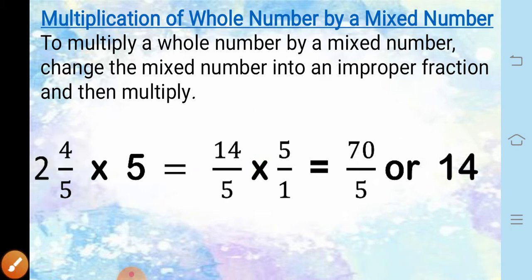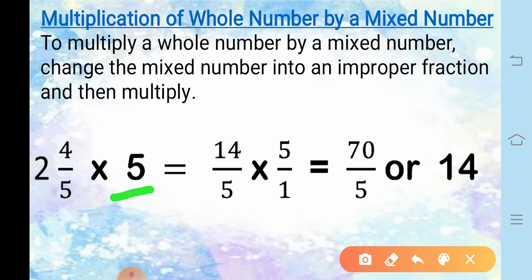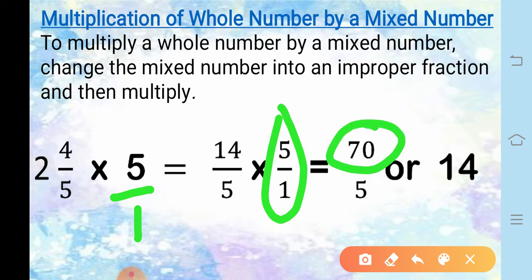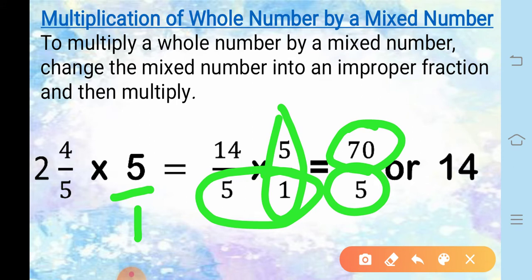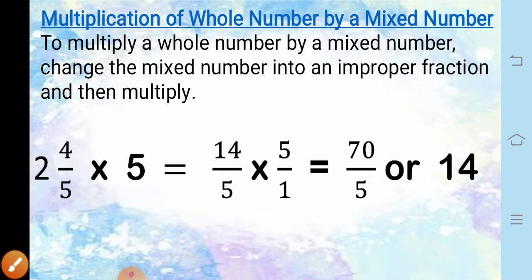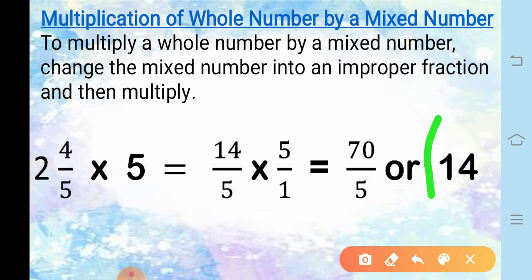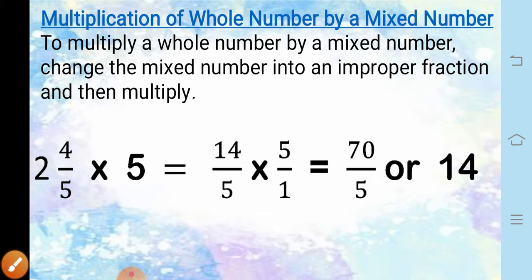And then, so proceed na tayo. We can multiply it by 5, which has its denominator of 1. So we get 5 over 1. So 14 times 5 is equal to 70 over 5 times 1 is 5. So we get 70 over 5 or 14. Kasi nga 70 divided by 5 is 14. So we have the final answer of 14.